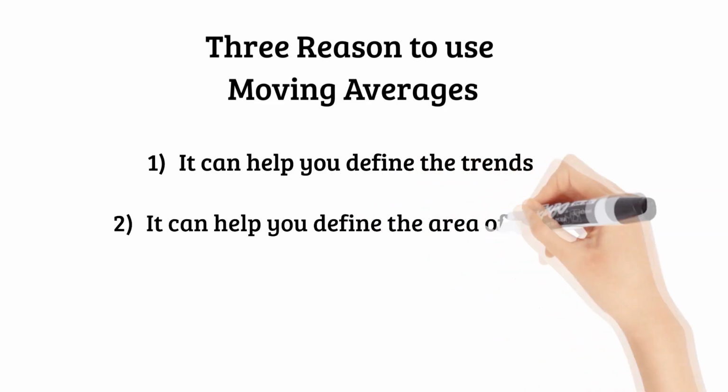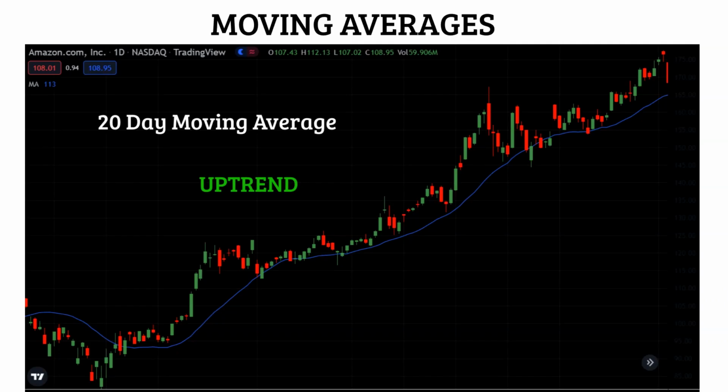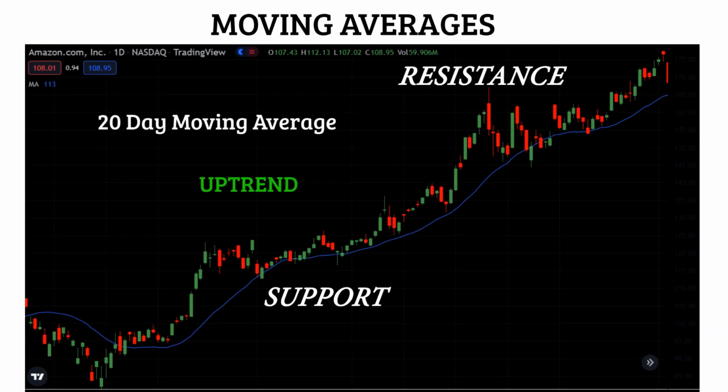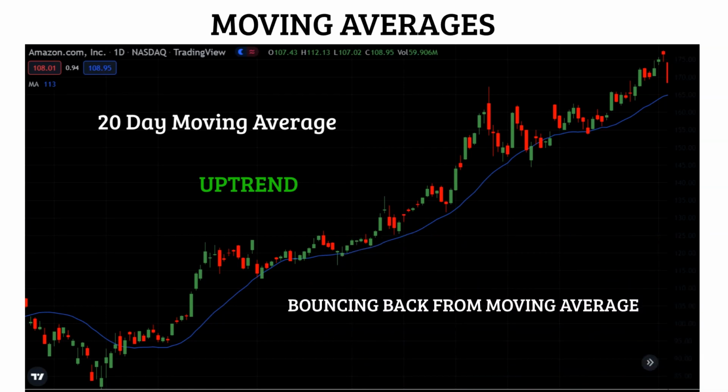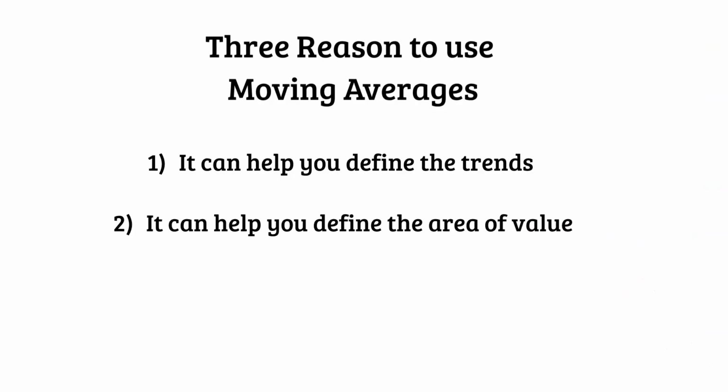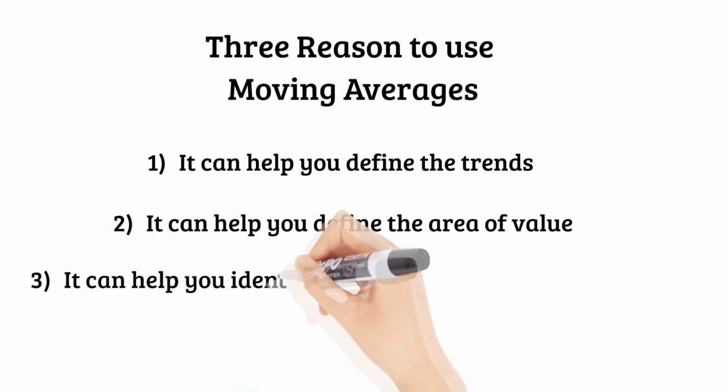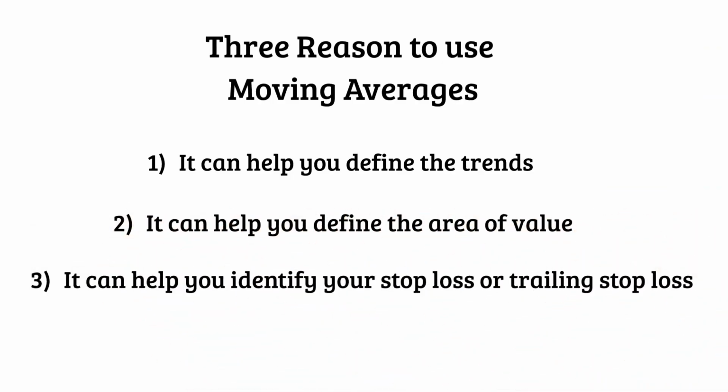The next reason for using moving averages is to define the area of value. Moving averages can also highlight areas of potential support and resistance. That means the chances of price bouncing back from the 20 period moving average are better. Another reason to use moving averages is to identify your stop loss or trailing stop loss level.